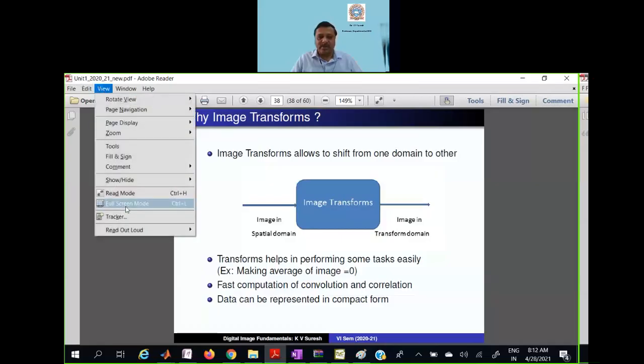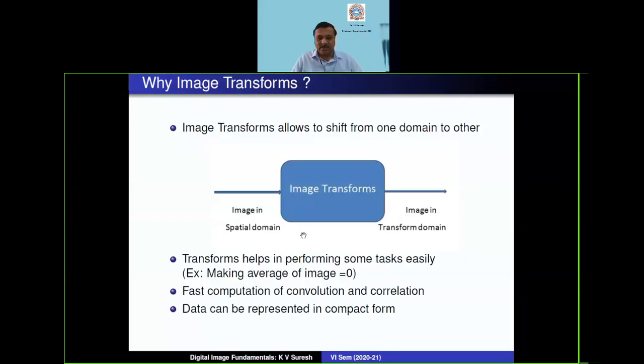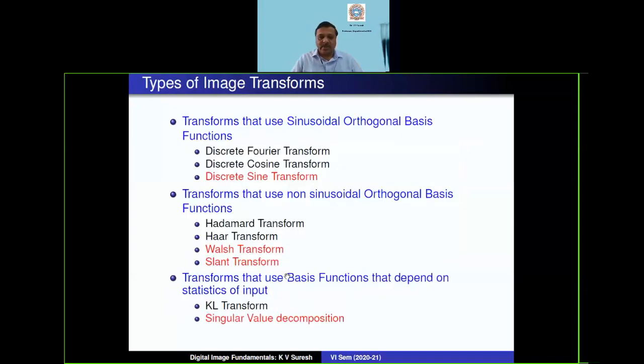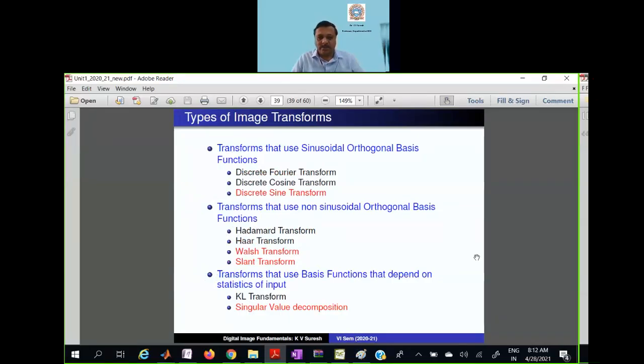In fact, there are many transforms that we are going to discuss in this course, and we'll also discuss how compactly the data can be represented. Based on that, we will use this for doing image compression. So there are different types of image transforms. We have categorized them based on what is known as the basis function. I think I need to explain a little about this basis function.